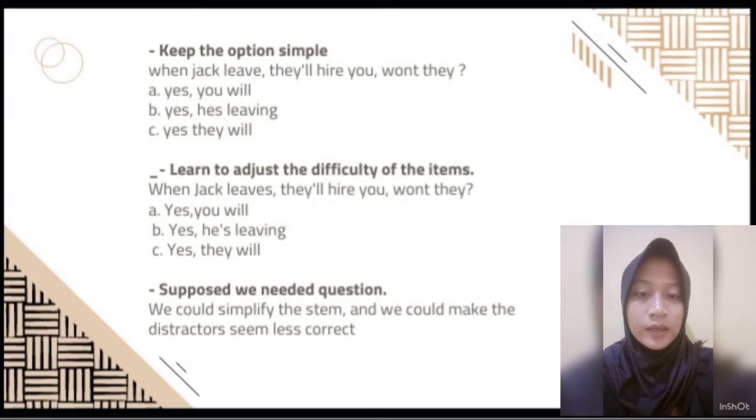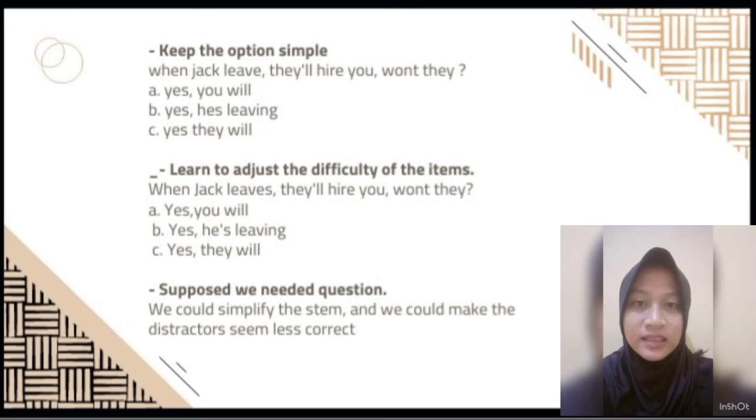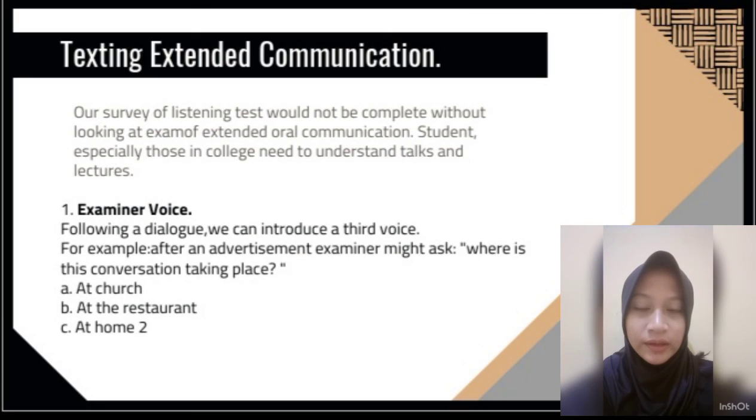And next is keep the options simple. When Jake leaves, they'll hire you, won't you? A. Yes, you will. B. Yes, he's leaving. C. Yes, they will. Next, learn to adjust the difficulty of the items. When Jake leaves, they'll hire you, won't they? A. Yes, you will. B. Yes, he's leaving. C. Yes, they will. Suppose we need an easier situation. We could simplify the item and we could make the structure less complex.